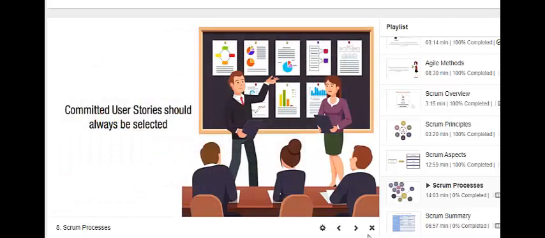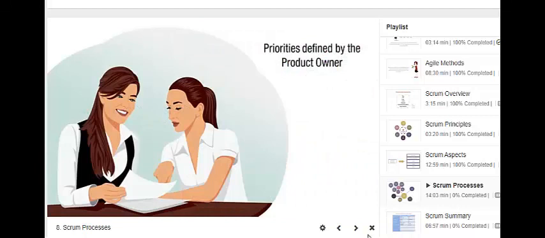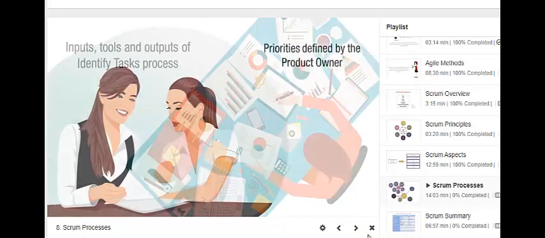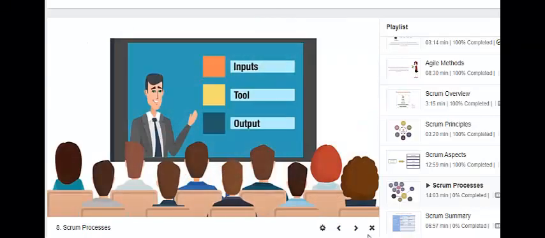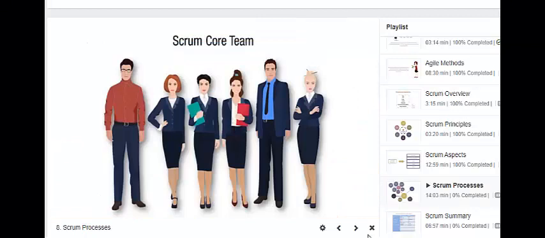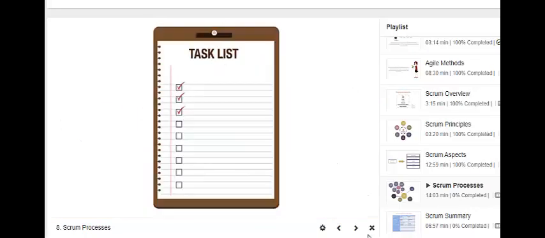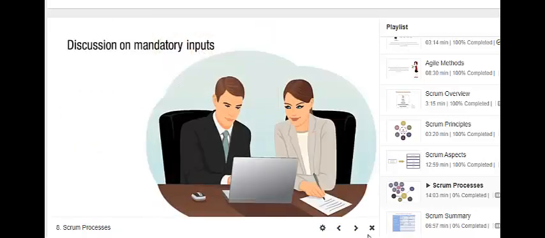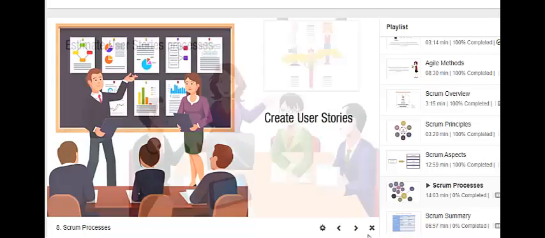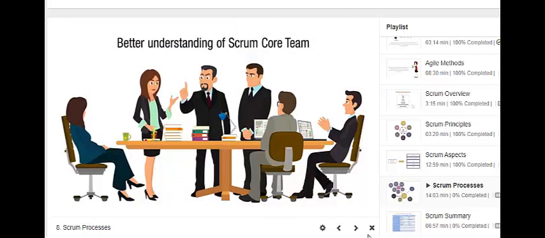The committed user stories should also be selected per the priorities defined by the product owner. Now let's discuss the mandatory inputs, tools, and outputs of Identify Task process. The mandatory inputs, tools, and outputs of this process are Scrum Core Team, Committed User Stories, Task Planning Meetings, and Task List, respectively. Please refer to the discussion on the mandatory inputs of the Create User Stories and Estimate User Stories processes for a better understanding of Scrum Core Team.